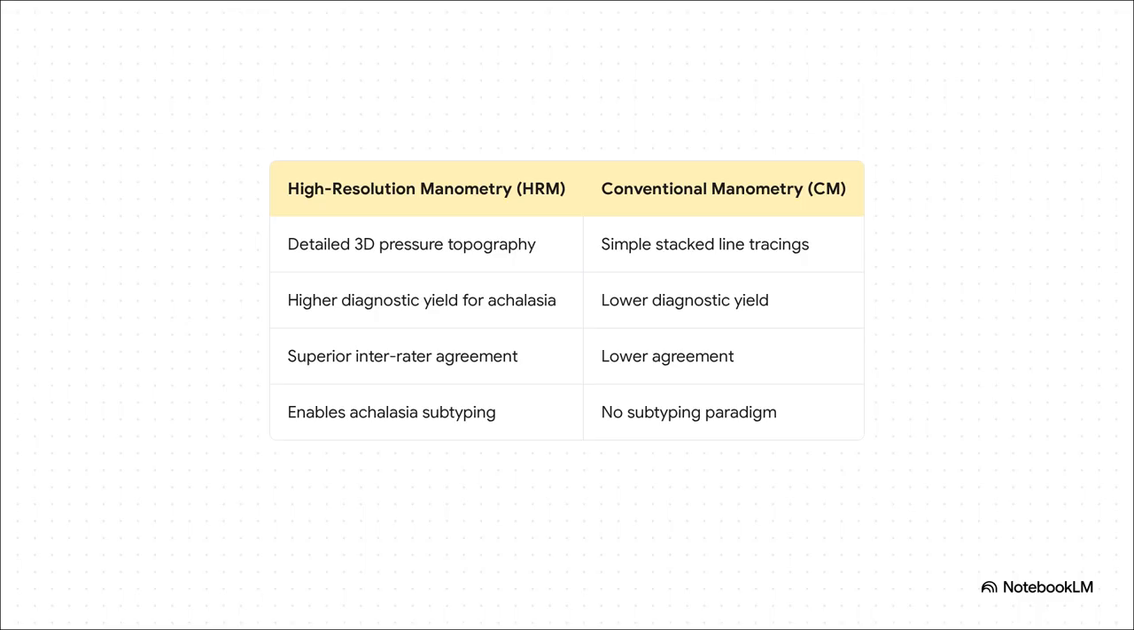Just look at the difference here. The old conventional manometry gave us these simple, squiggly line tracings. HRM gives us a full color map. This means we're much better at diagnosing conditions like achalasia, and, just as important, 2 different doctors are much more likely to agree on the reading. But here's the real kicker for patient care. HRM lets us subtype achalasia, and that subtype directly tells us how well a patient is going to respond to certain treatments. That is a massive clinical advantage.